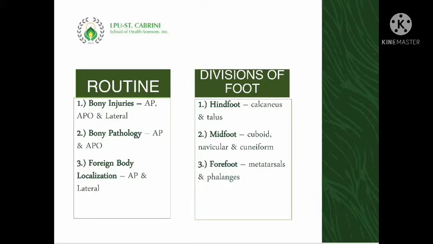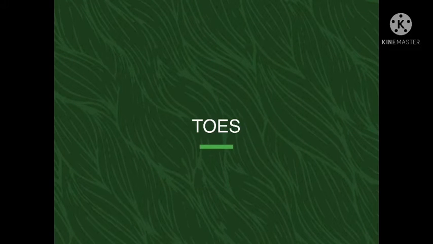projections. For bony pathology, AP and AP oblique projections are performed. And for the localization of a foreign body, we use both AP and lateral projections. Now let's start with the projections of the toes. These are the phalanges of the foot.